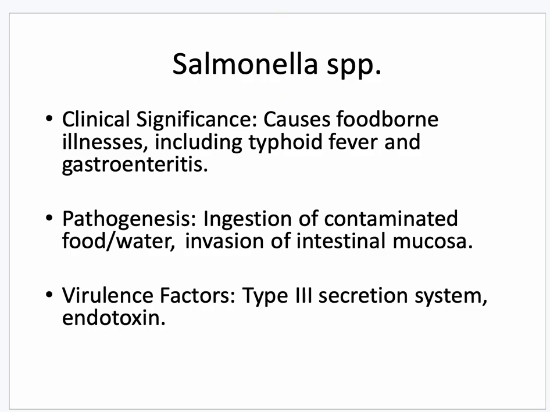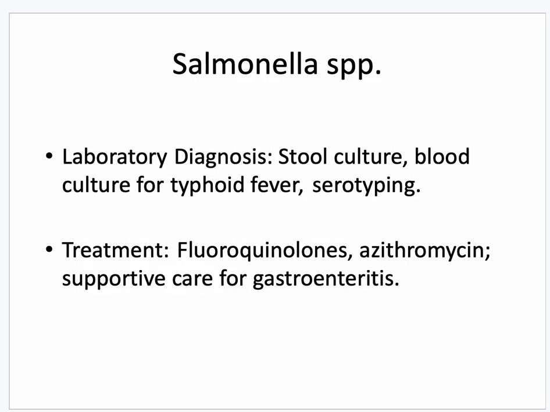So, why is this significant? This causes foodborne illnesses including typhoid fever and gastroenteritis. Why? Because of ingestion of contaminated food and water, and invasion of intestinal mucosa. The virulence factors would be your type 3 secretion system and endotoxin. So, we diagnose this through stool culture, blood culture for typhoid fever, and serotyping, and we treat this using fluoroquinolones and azithromycin.